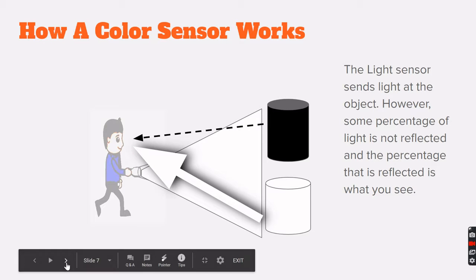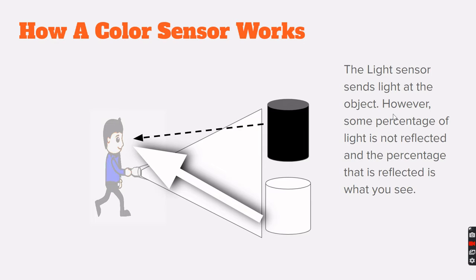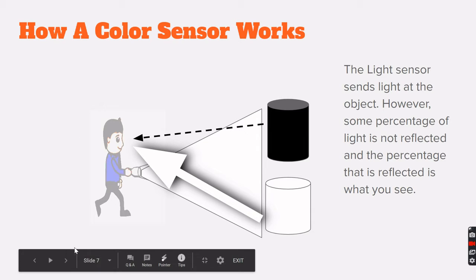The color sensor, or the light sensor, sends light at an object. However, only a small percentage of the light is reflected, and that percentage is what you see. The reflected light goes inside your eye, and that's how you see it. In the case of a color sensor, it has an emitter and a receiver, where it reads the color percentage value. So that's basically how a color sensor works.